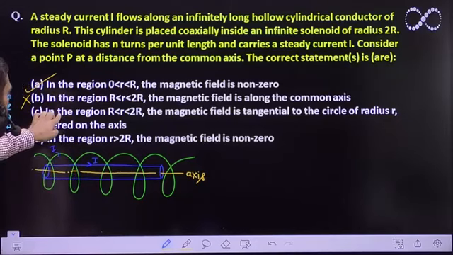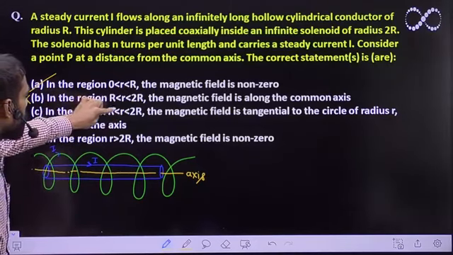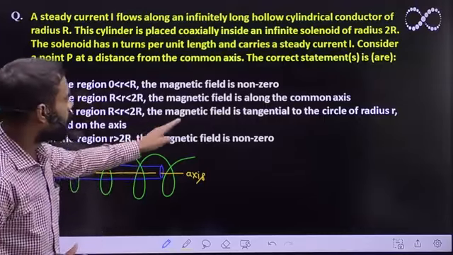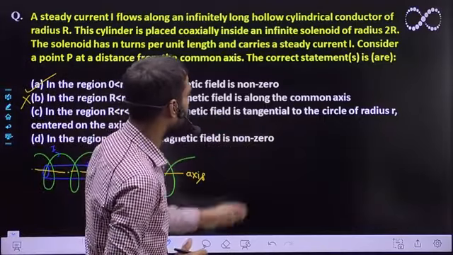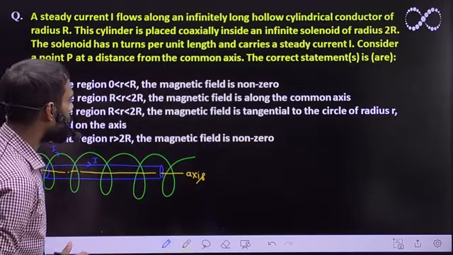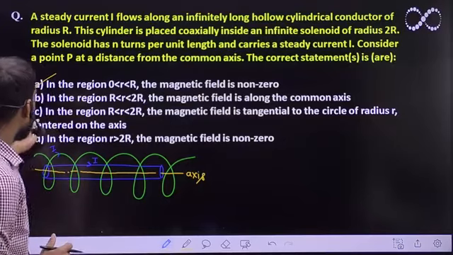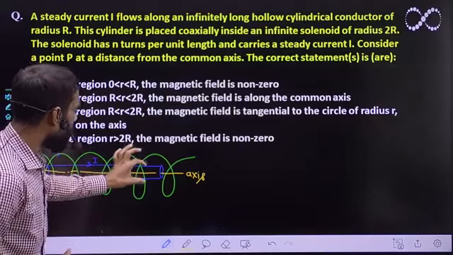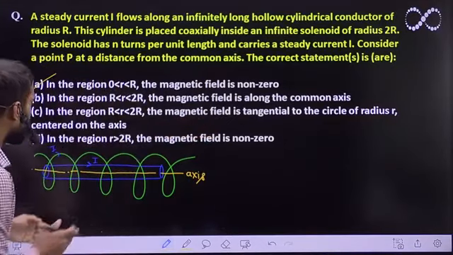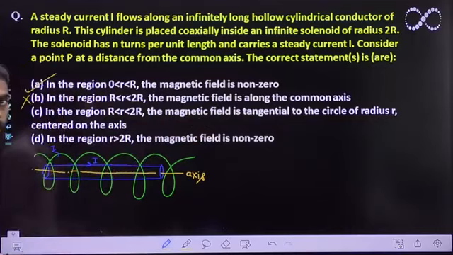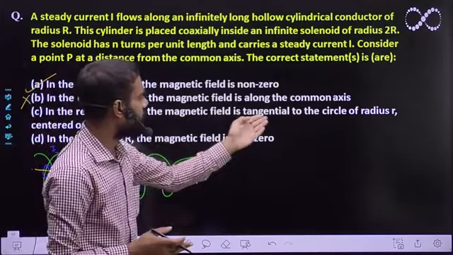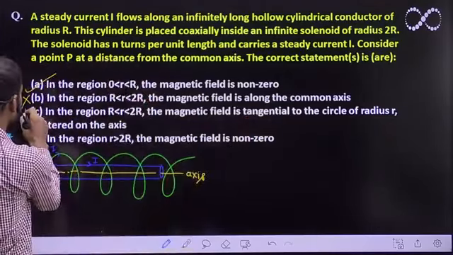Now let us talk about the region small r, capital R, this. So option C is also talking about this region. The magnetic field is tangential to the circle of radius r centered on the axis. This will also be wrong, because due to the pipe the magnetic field will be tangential to the circle, but due to the solenoid the field will be along the axis, and when both vectors get added the field will not be tangential to the circle. So option C is also wrong here.